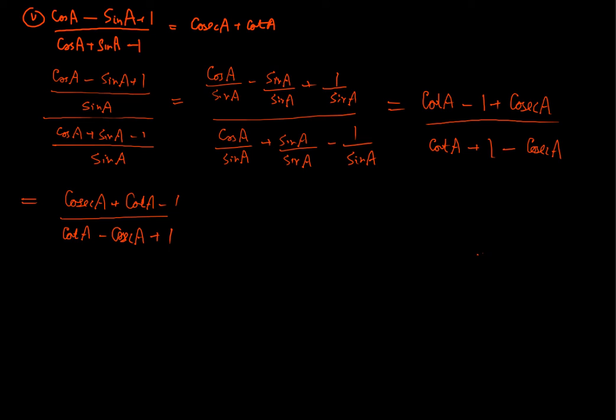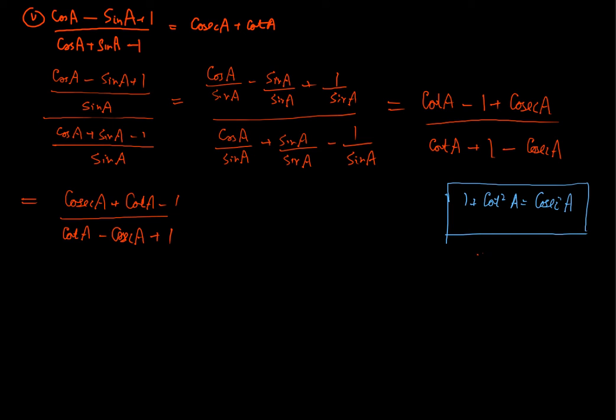So what else can we change? See, there's 1 here. This 1 can be changed into cosec and cot. If you remember the formula, I'll write it in a different color. The formula which we have already proved is 1 plus cot square A is equal to cosec square A, or 1 plus cot square theta is equal to cosec square theta.